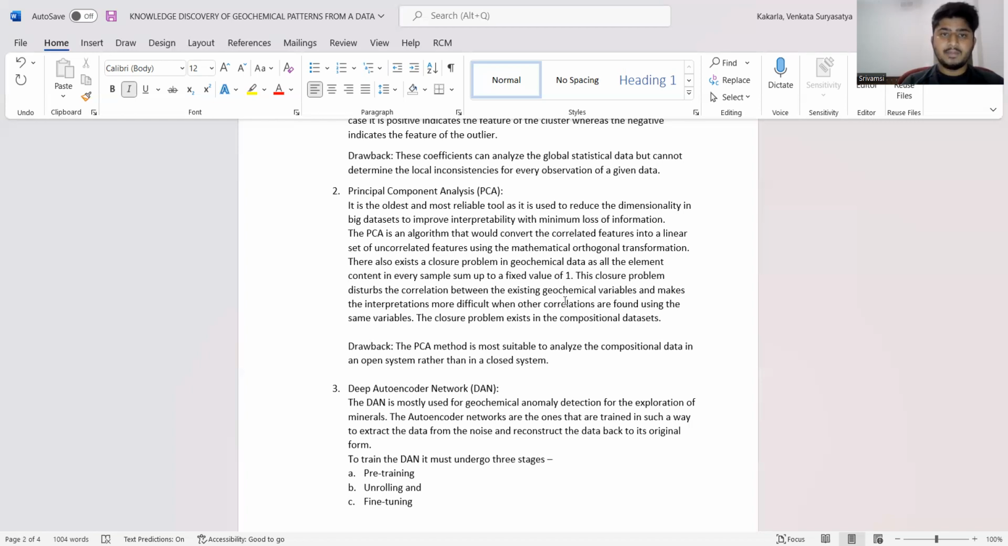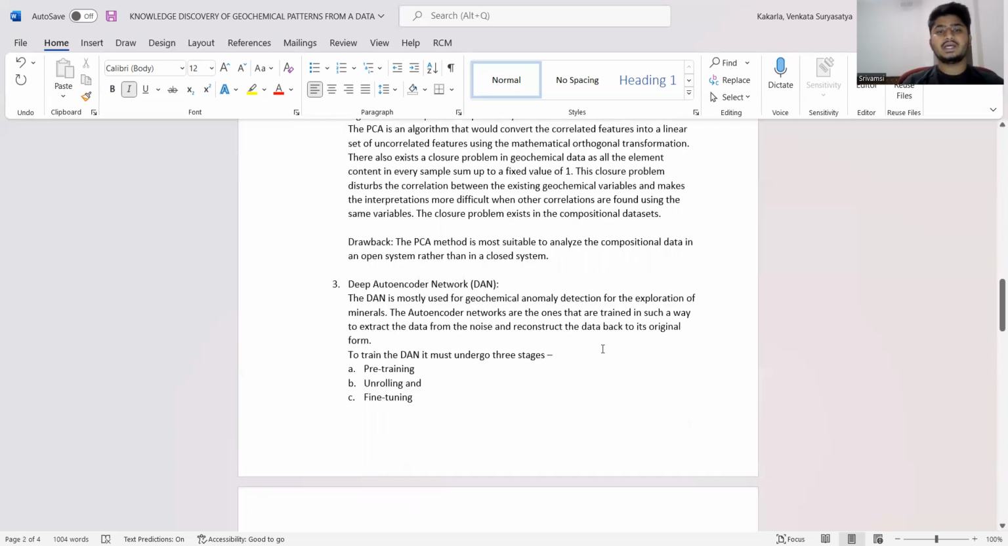Coming back to the principal component analysis, there is another drawback. The PCA method is most suitable for analyzing compositional data in an open system rather than in a closed system. So this is the drawback for PCA.